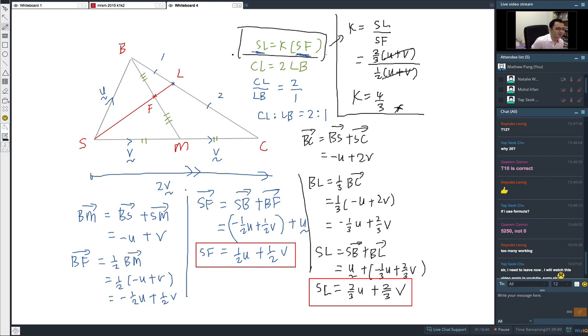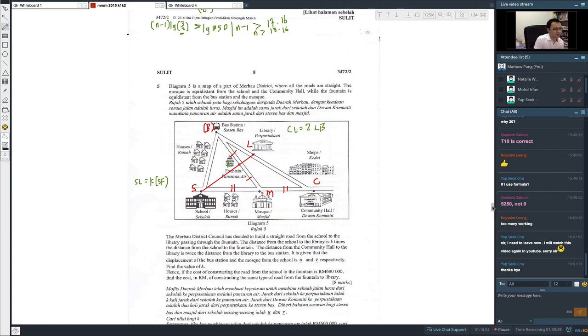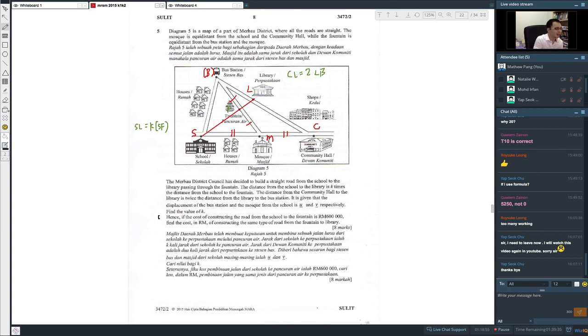Yeah, because we still have the second part. This is an 8-mark question. Hence, if the cost of constructing the route from the school to the fountain is 600,000, find the cost of constructing the same type of route from fountain to library. Now, what the question is trying to say is, from school to the fountain, 600,000, 600k, is spent. Now they want to know what is the costing from F to L. They want to know the costing here. So of course I will need to find out their distance, something like that.